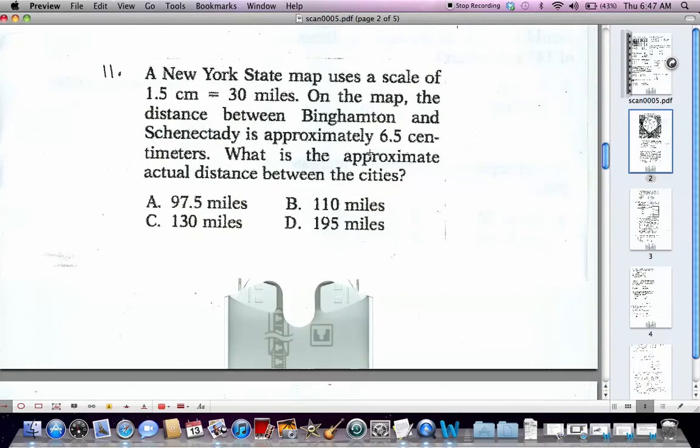Number 11, a New York State map uses a scale of 1.5 centimeters to 30 miles. On the map, the distance between Binghamton and Schenectady is approximately 6.5 centimeters. What is the approximate actual distance between the cities? Okay. Again, this is a scale factor problem. All right. So you can set up your proportion through a scale factor.